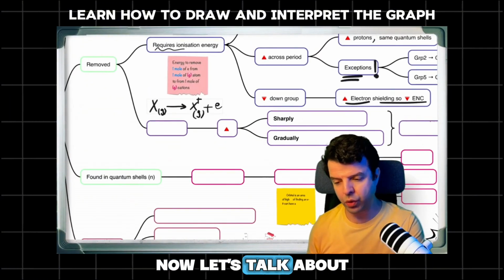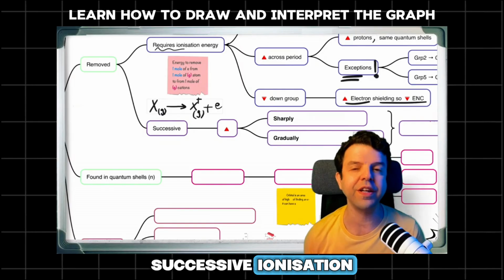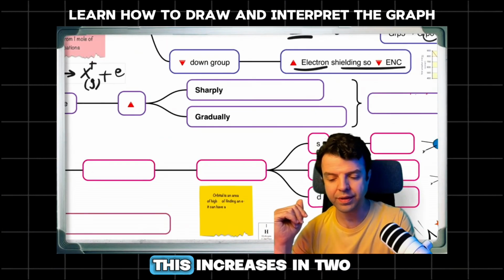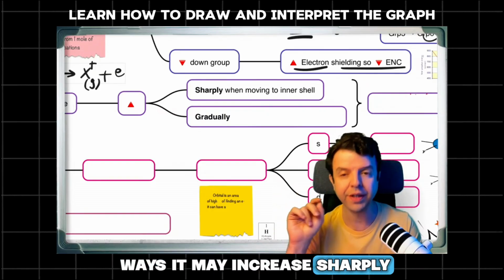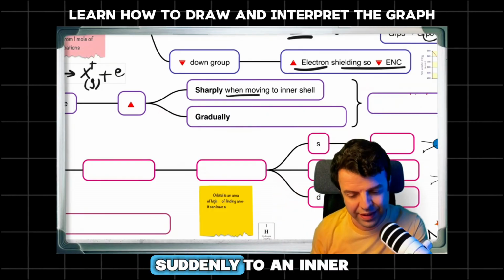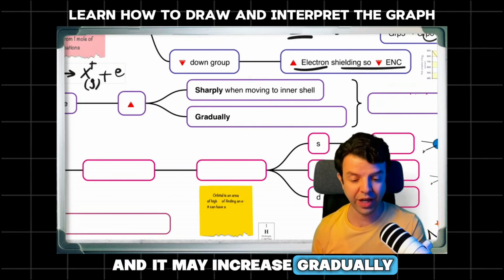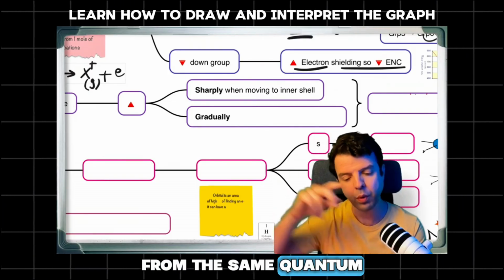Now, let's talk about what we call successive IE. Successive ionization is when I'm pulling electrons from one individual atom. This increases in two ways. It may increase sharply when I'm suddenly moving to an inner shell of electrons, and it may increase gradually as long as I'm removing electrons from the same quantum shell.